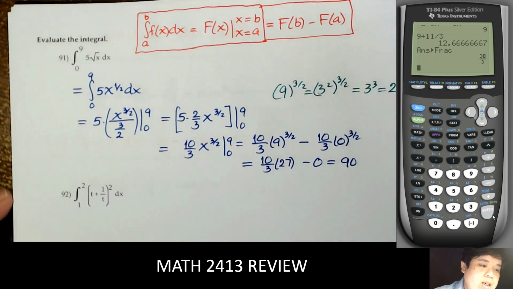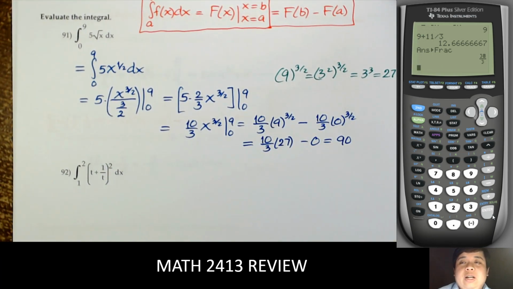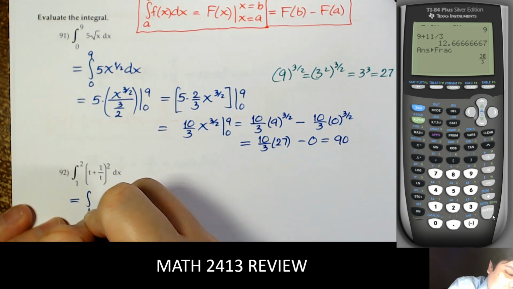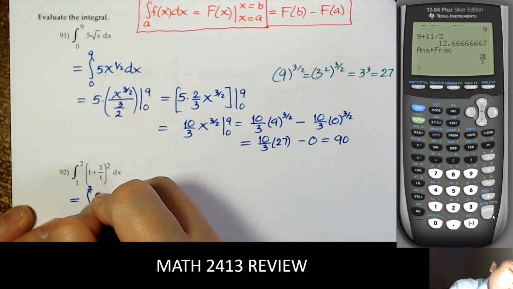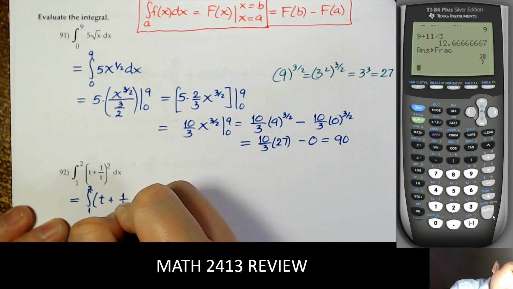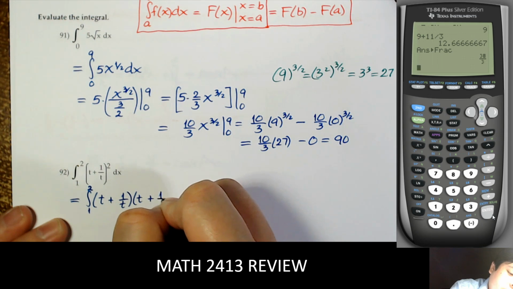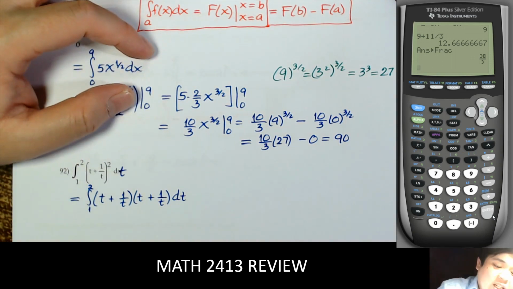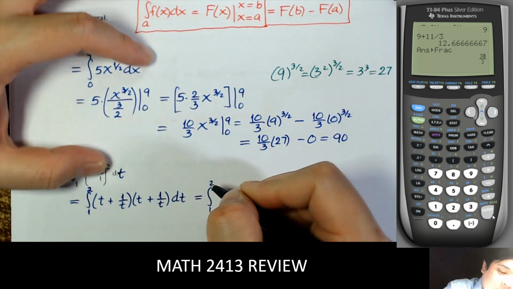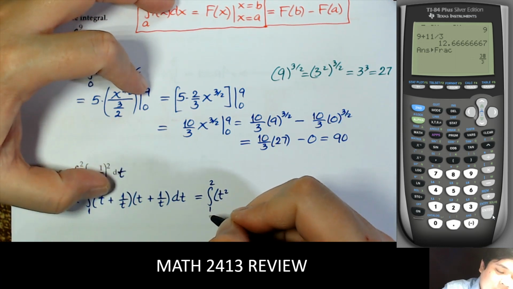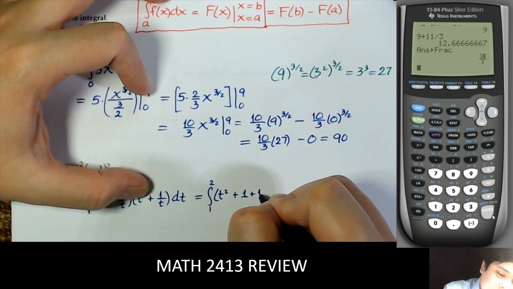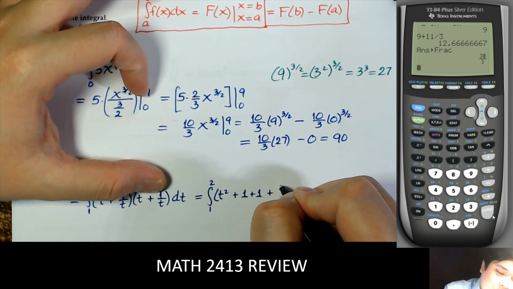Next, there's no chain rule in antiderivative integrals. The only rules we have up to this point are the power rule and the ones for trigonometric functions. So I have to multiply this out. A square is multiplied by itself, and there's a typo in the problem, it should be t. t times t is t squared. t times 1 over t is 1. 1 over t times t is also 1. And 1 over t times 1 over t is 1 over t squared.